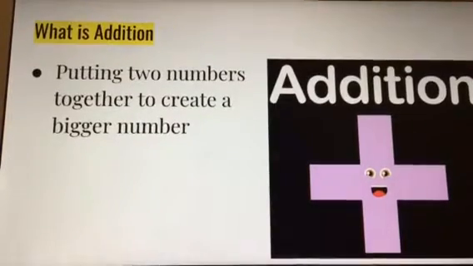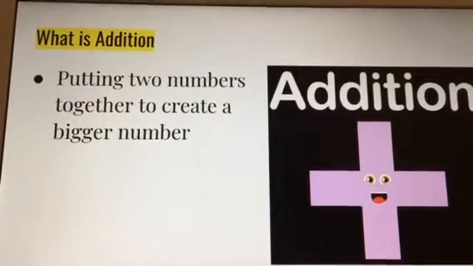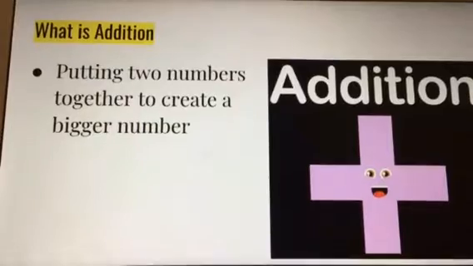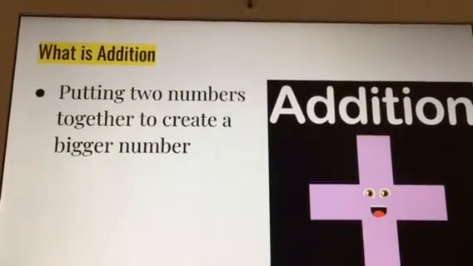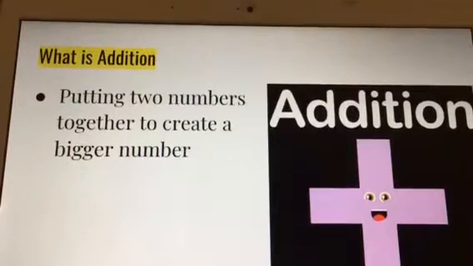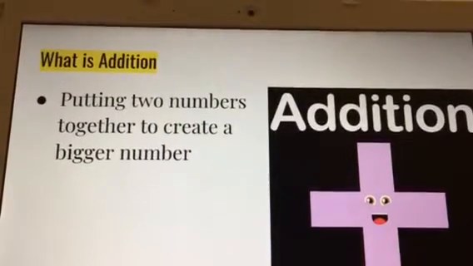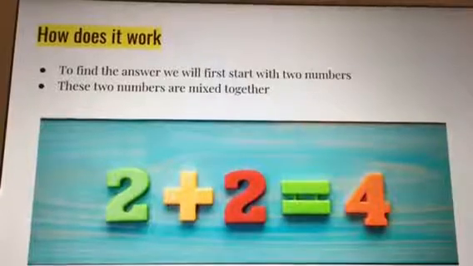So what is addition? Addition is putting two numbers together to create a bigger number. To the right, we have an image that says the word addition, and below it is the addition sign. There's a smiley face within the addition sign because addition brings the numbers together to create something even bigger. So how does it work?